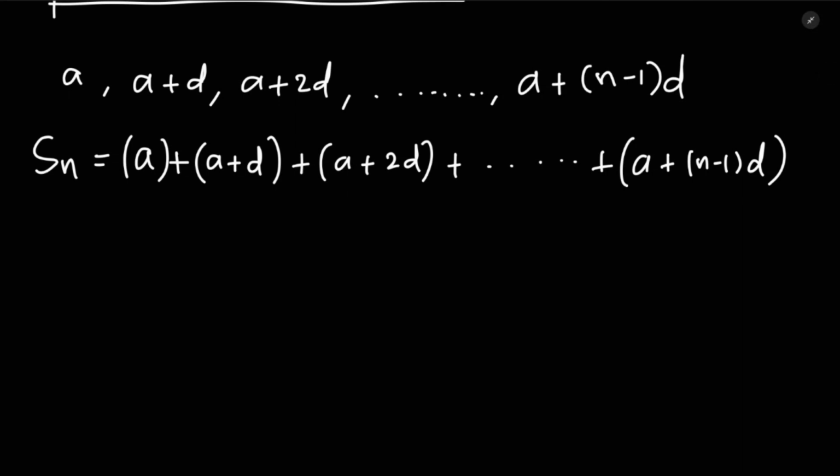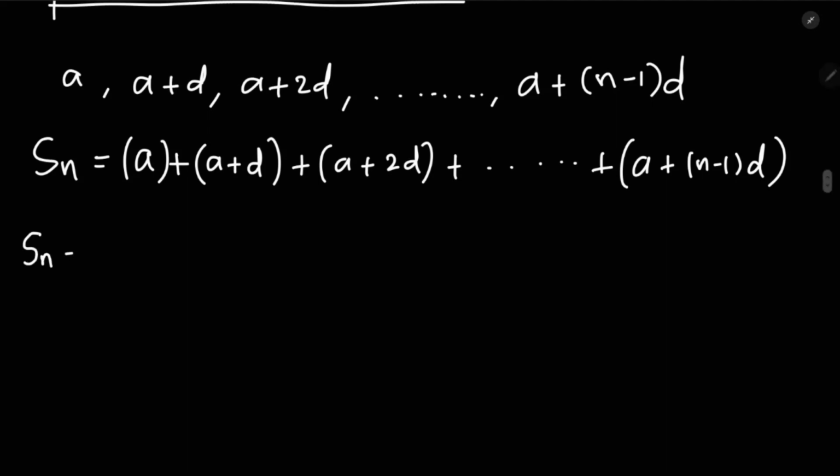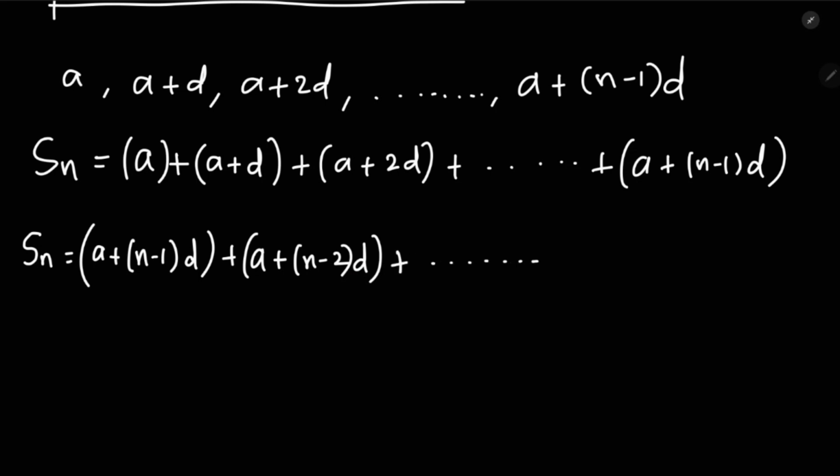Now I'll do a little bit of a trick here and write this Sn in reverse order. So I will just write this last element first and progress in that fashion. This first element I'll write in the end. So I'll write this Sn again as A plus n minus 1 D here. The second last element will be A plus n minus 2 times D. I add this all up till A, the last element. So I'm just writing this in reverse order.